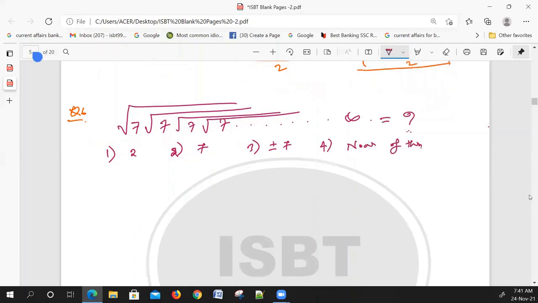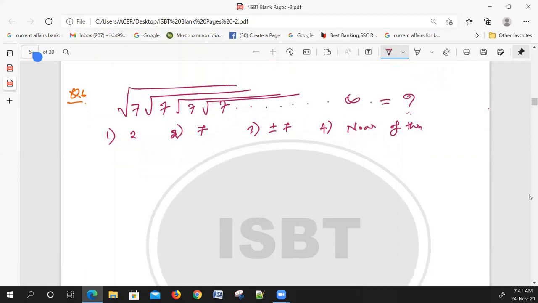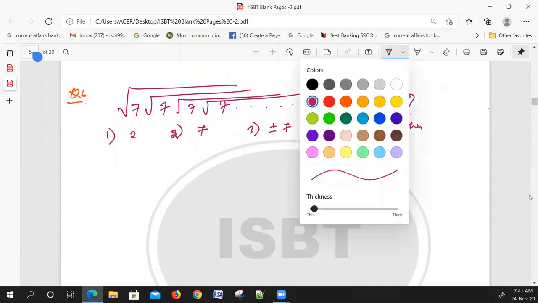Okay, I'm giving you only 30 to 40 seconds. Try to understand, try to solve these questions. Under root of 7, under root of 7, under root of 7, under root of 7, and continuing up to infinite. That should be the value. Okay, time is over.